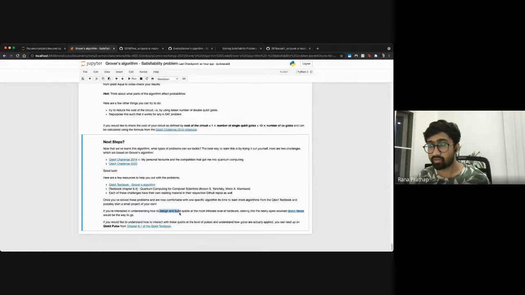And if you want to learn hardware, then go and search on Qiskit Metal. If you want to learn about what happens below the qubits, that is, how these gates are actually affecting qubits, that's done by sending pulses, and you can read about Qiskit Pulse in this specific chapter. But yeah, that's it for the talk.